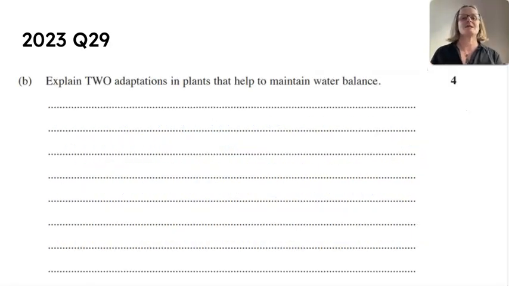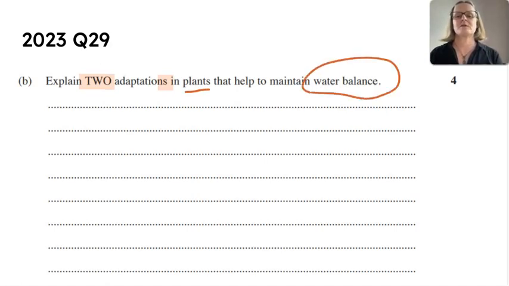This time we have to explain 2 adaptations. So be aware that this is a plural question and it is in plants. So don't start talking about urine. We are in plants, maintaining a water balance. Okay, so we want 2 adaptations, and an explain should have cause, link, effect. So you probably want to talk about structures and the why that works in order to get your 4 marks. You do that twice. So let's have a look at the marking criteria.